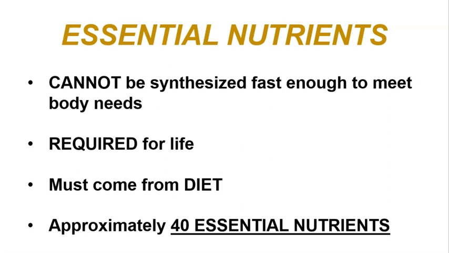There are about 40 essential nutrients, which are a combination of macronutrients as well as the micronutrients. And these are nutrients that cannot be synthesized quickly enough to meet body needs, and as their name implies, they are essential for life. So because they cannot be synthesized by the body, they therefore have to come from the diet, from the foods that we consume.